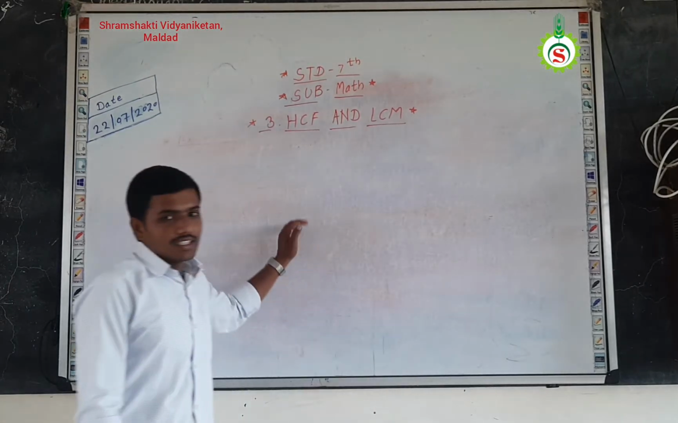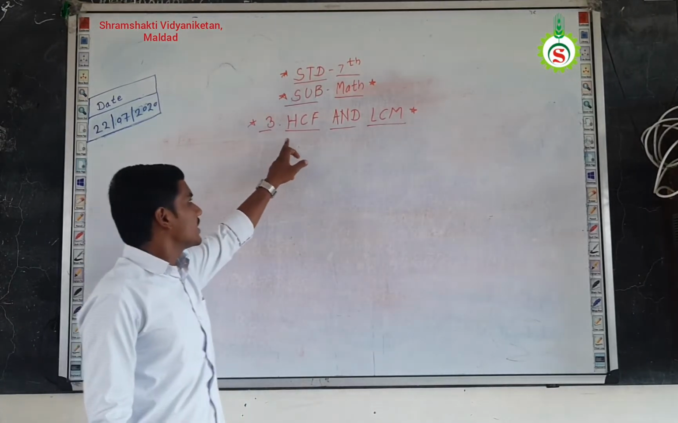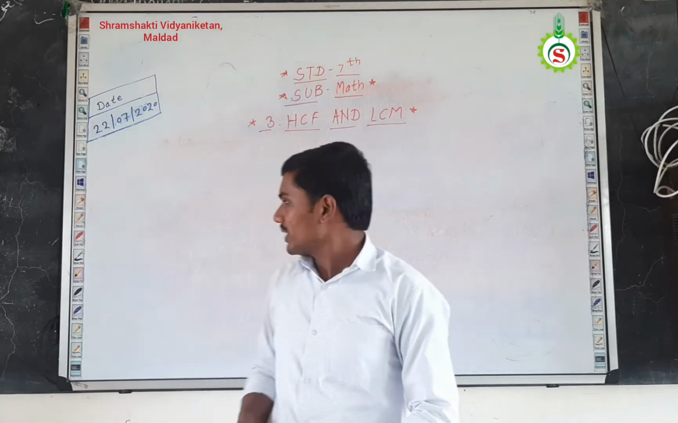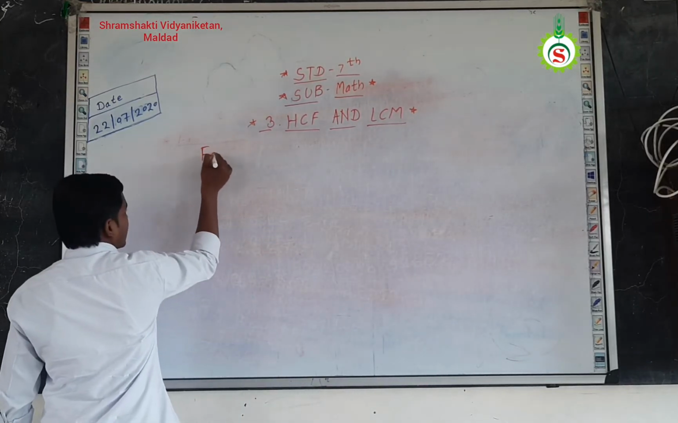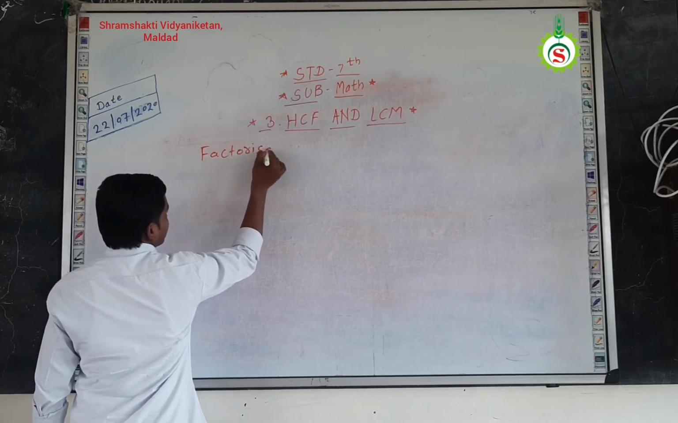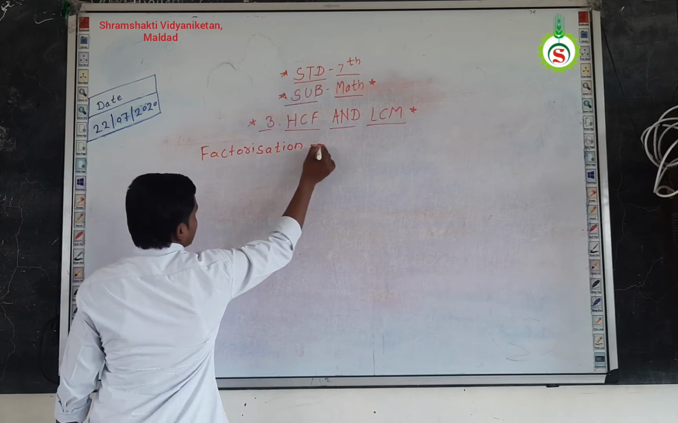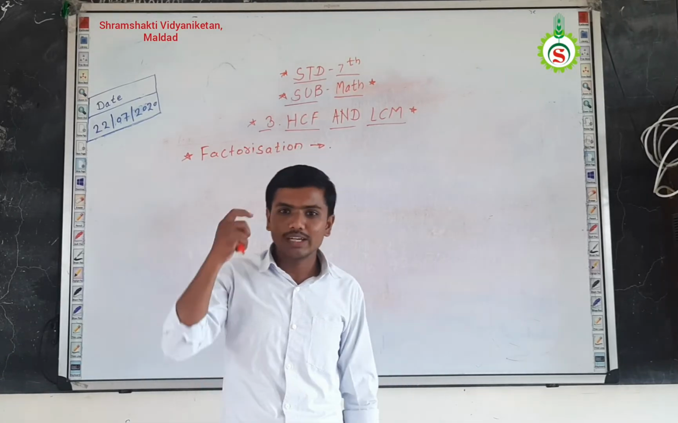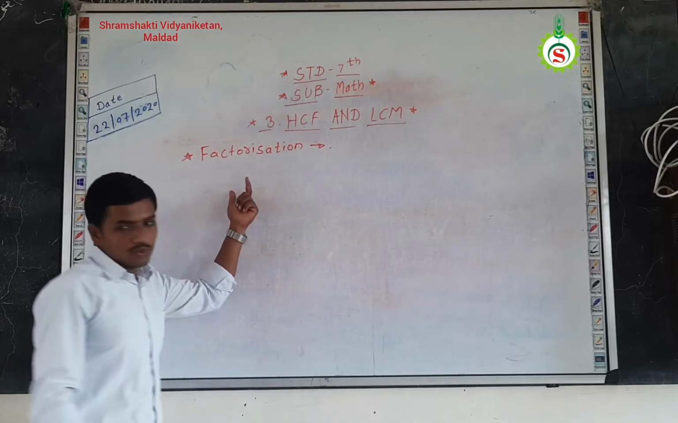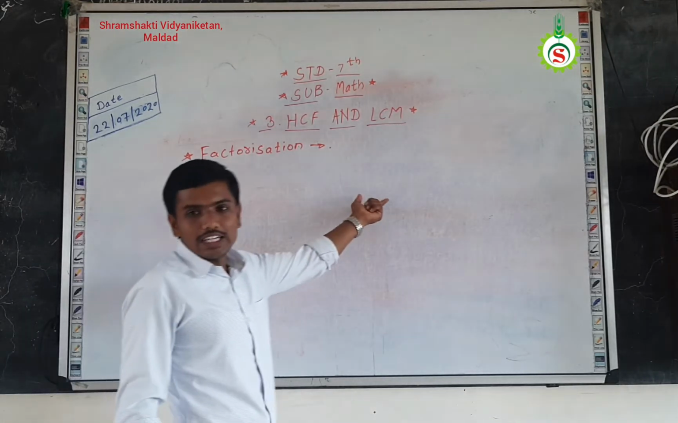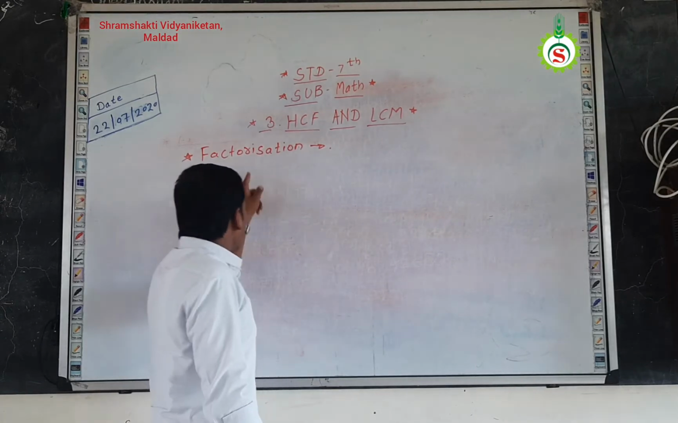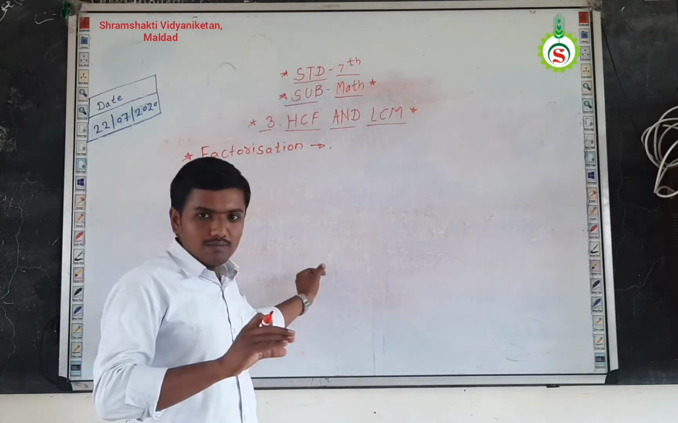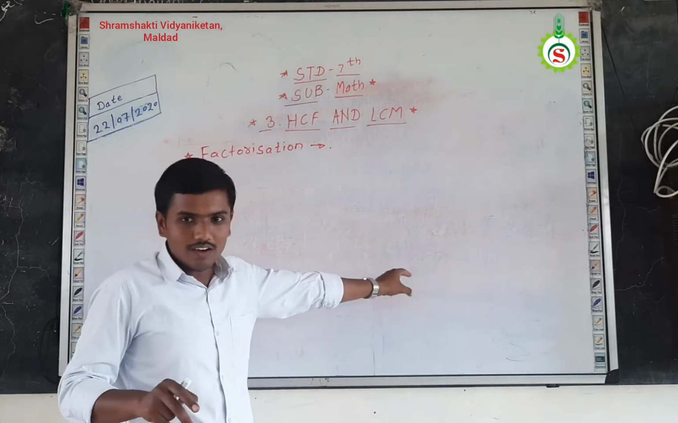Okay, friends. In the last lecture of math, we started the chapter HCF and LCM. And in the last lecture, we saw the topic of the factorization process. Now, friends, we have seen factorization by two methods. Which are those two methods? All of you remember? One is the horizontal method and the other is the vertical method. By these two methods, we have seen the factorization of any given number.